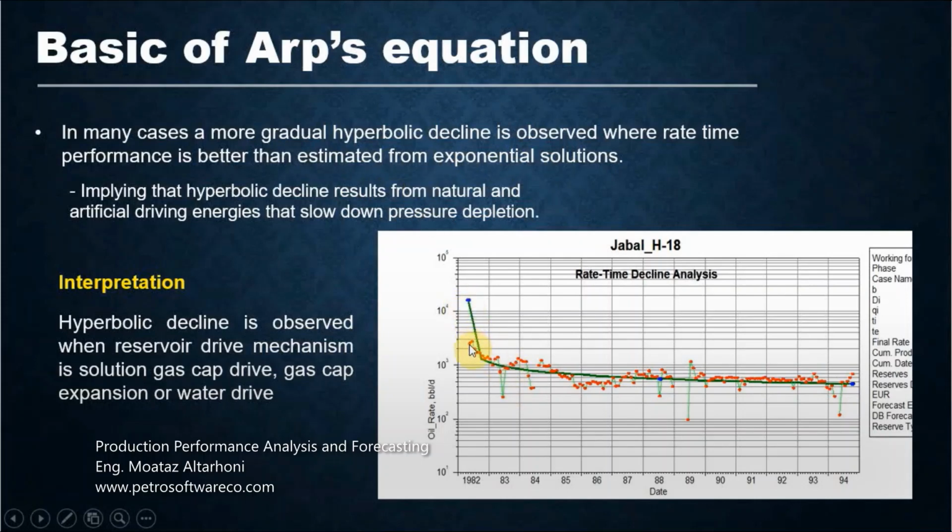So we can see here these red points represent our production performance, and we can see this decline in the production rate. So here in this case, after applying the hyperbolic method, because we can see it decreases here and then goes like this, we can apply the decline for the hyperbolic, which represents and matches the actual data. And here's the note for interpretation. Hyperbolic decline is observed when the reservoir drive mechanism is solution gas, gas cap drive, or water drive.